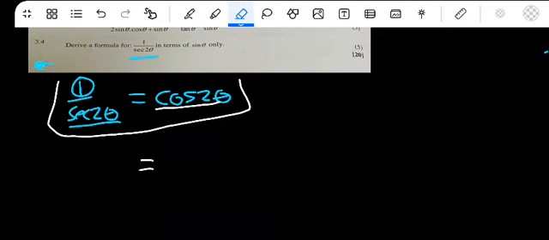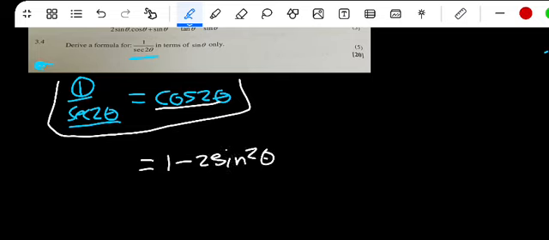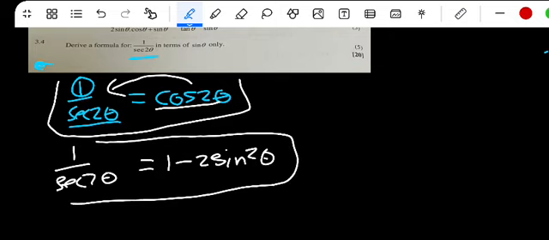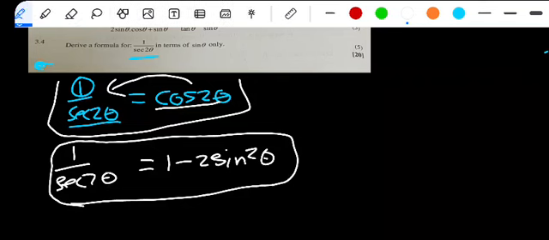So this will simply equal 1 minus 2 sine squared theta. Remember, we said this is equal to that. So this is the same as 1 over sec 2 theta. It's equal to this in terms of sine. This is your 5 marks. This is what you have in terms of sine. That is all you're supposed to do here.